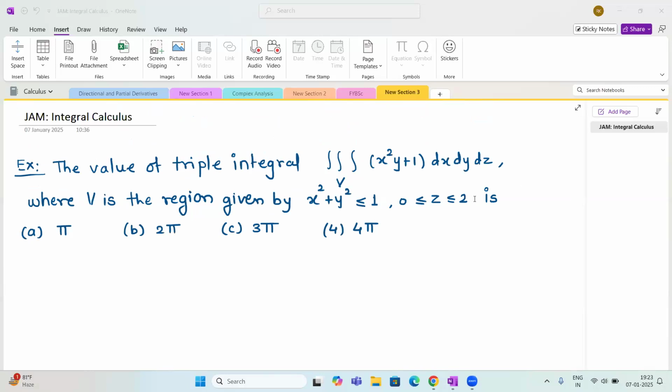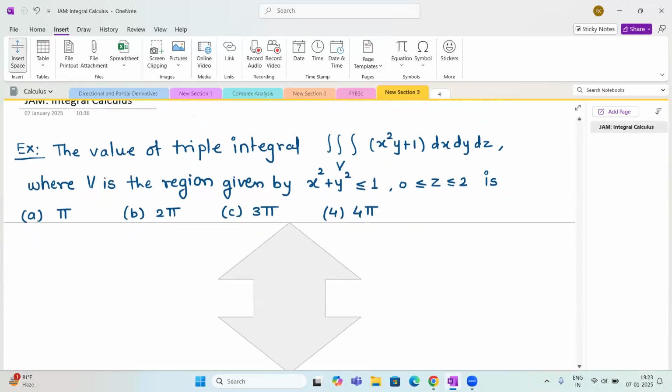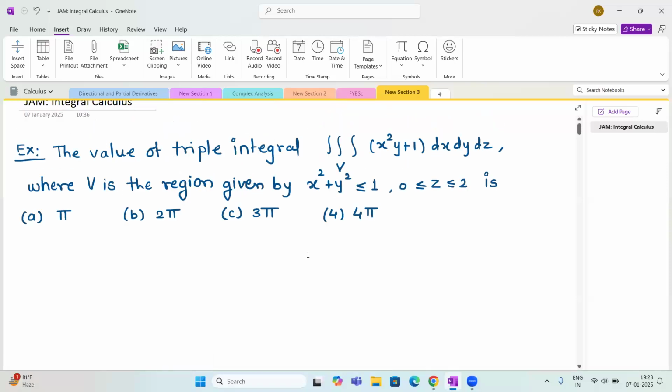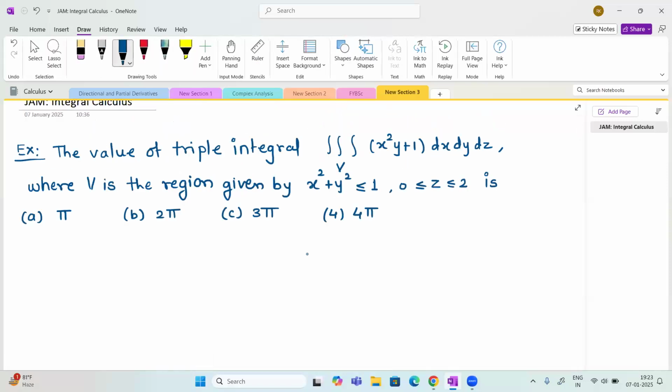So this is the first problem. We have this triple integration to solve, where V is a region given by. Just a minute. Let me write I is equal to triple integration of x square y plus 1 dx dy dz.